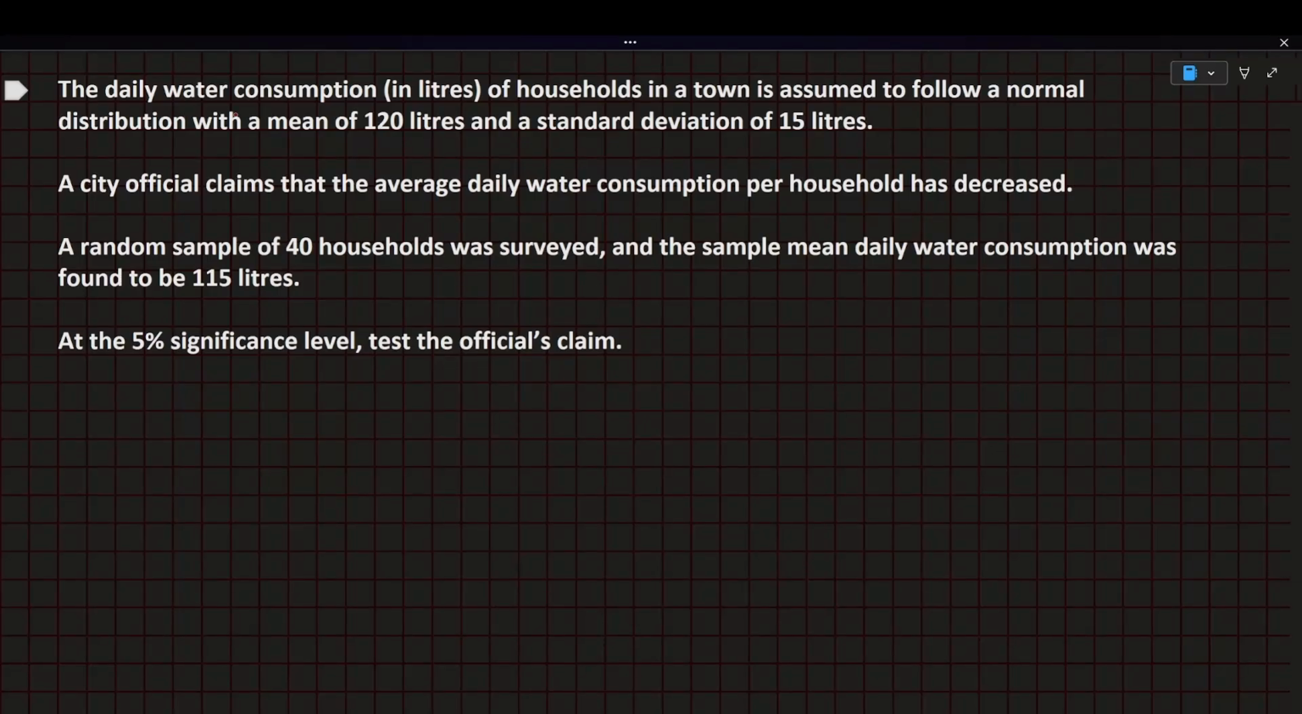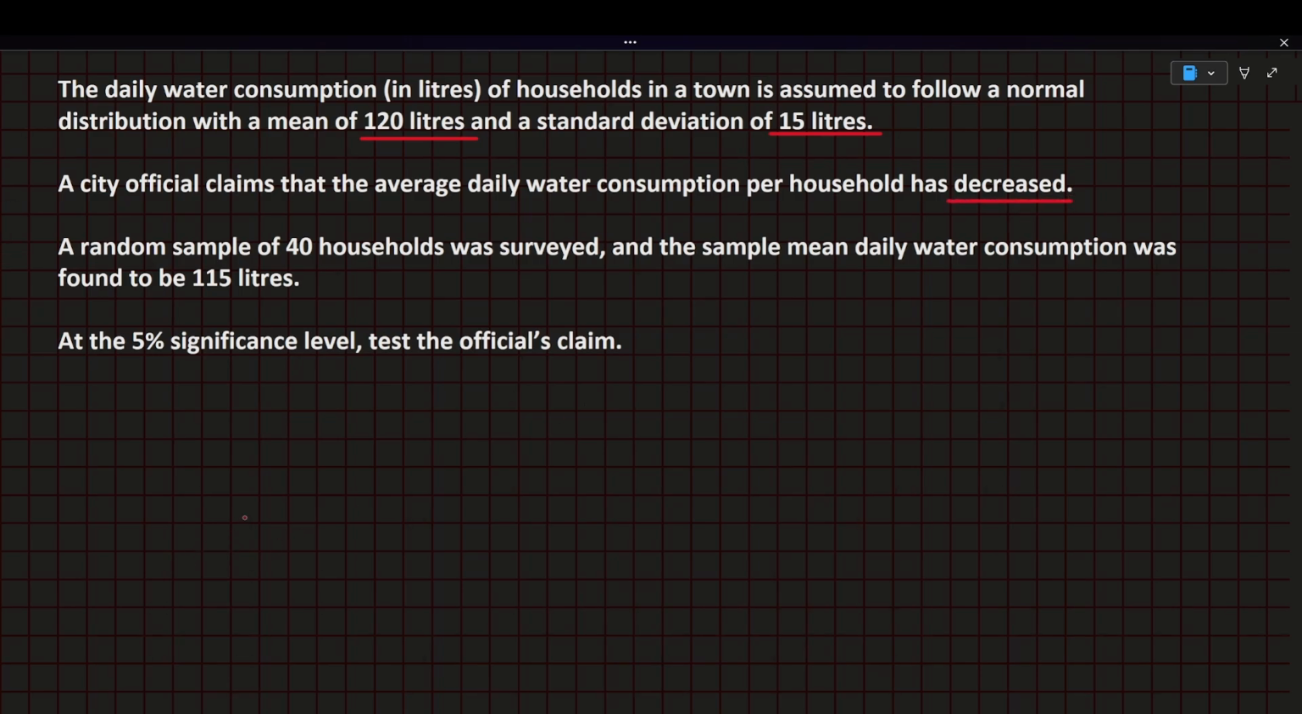The daily water consumption of households in a town is assumed to follow a normal distribution with a mean of 120 litres and a standard deviation of 15 litres. We're told that a city official claims that the average daily water consumption per household has decreased. So that's our keyword for this question, decreased.